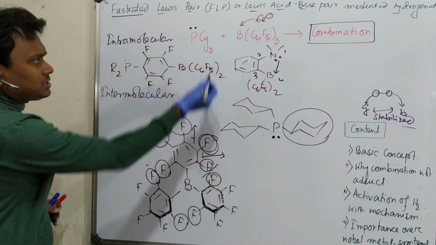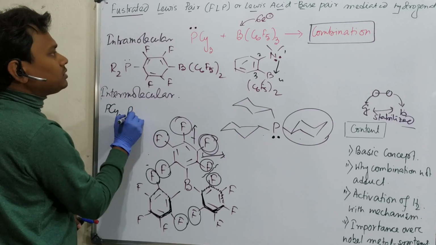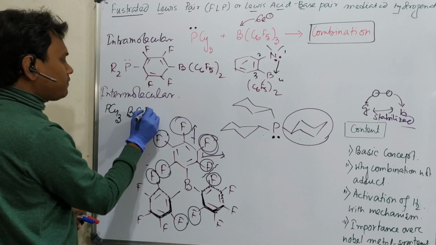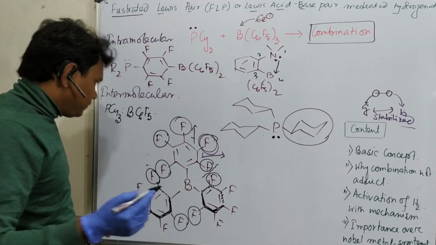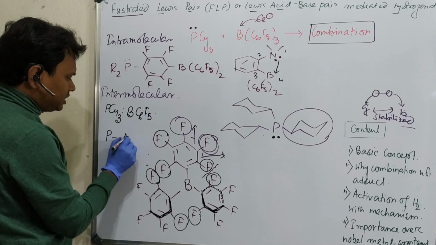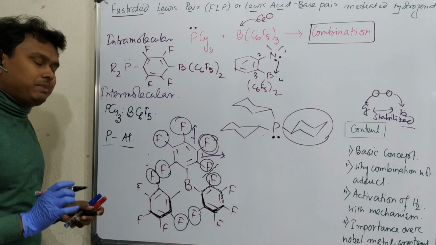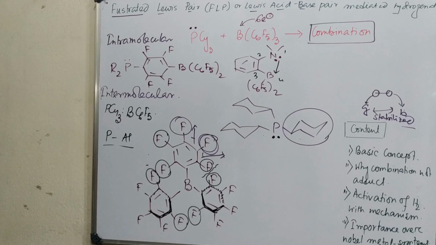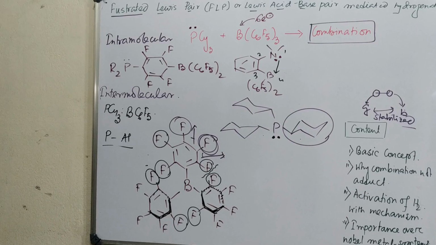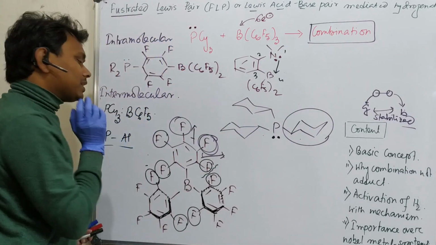And intermolecular, for example, you can say this PCy3 and BC6F5. Always I am showing boron. Is there another? Even phosphorus, aluminium, same group. So there are other chances also possible. As a basic video, I am not going to give you that much detail. So if you need more details, please inform in the comment box. I will give you other details. So we understood what type of combination is possible: intramolecular, intermolecular, and what are the examples.